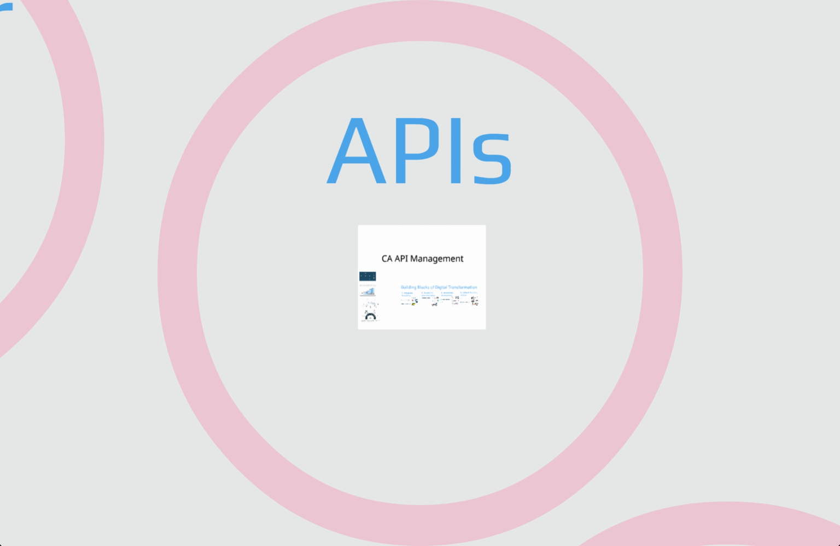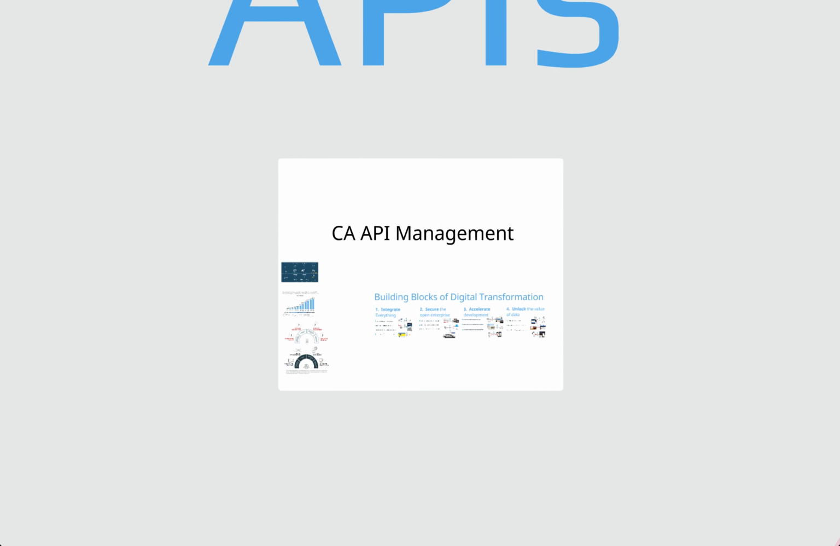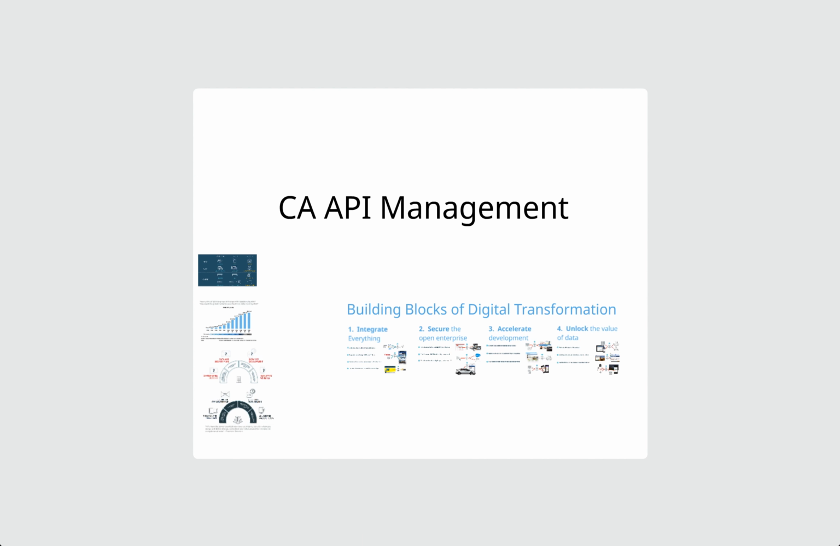This is part of my series on CA technologies and digital transformation. In this short video, we're looking at the topic of APIs and how API management platforms can help in digital initiatives. So we begin with a graph that shows a historical evolution of IT architecture over the last few decades.